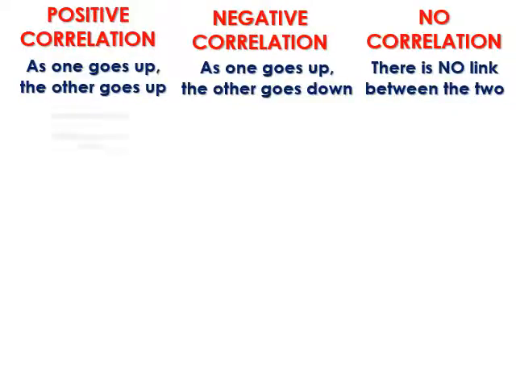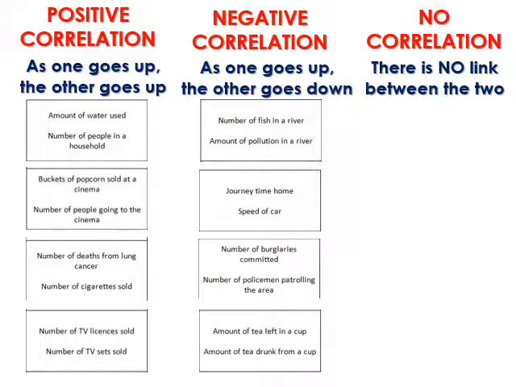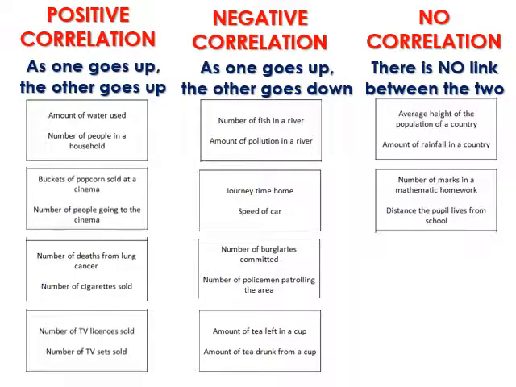Okay, so as we said, positive correlation, one goes up, the other goes up. So those four solutions should have matched. Then we've got negative correlation, as one goes up, the other goes down. And then for no correlation, no link between the two. So check your solutions, see if you've got the same.